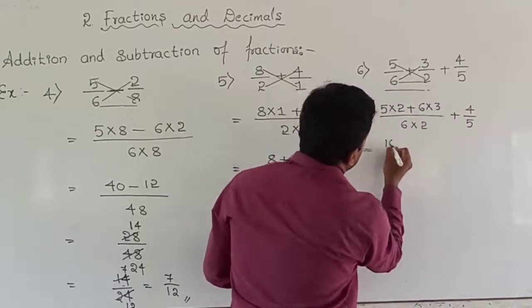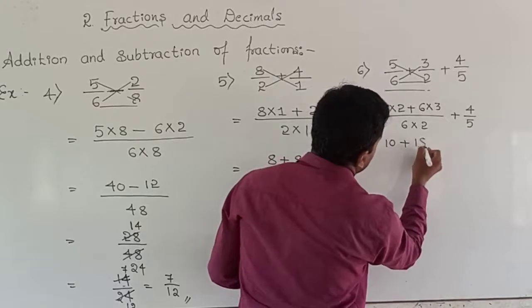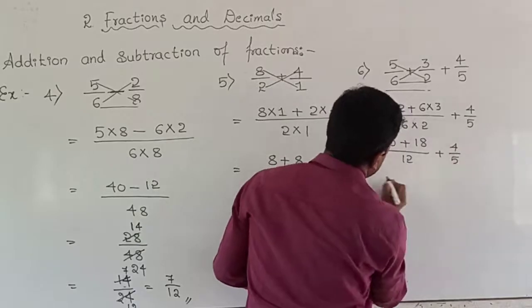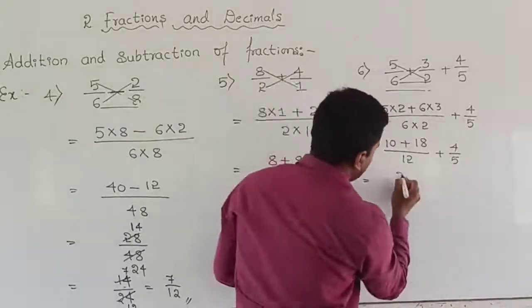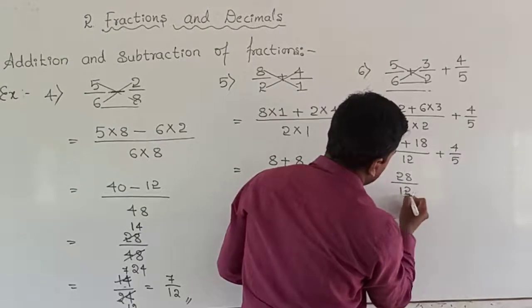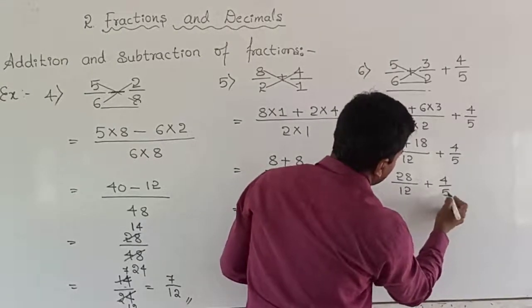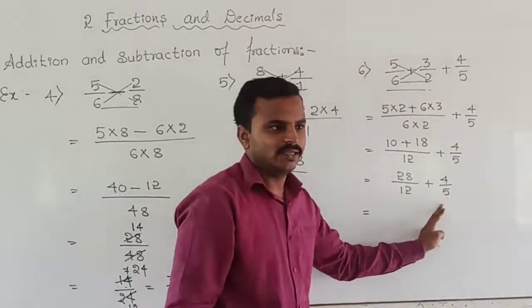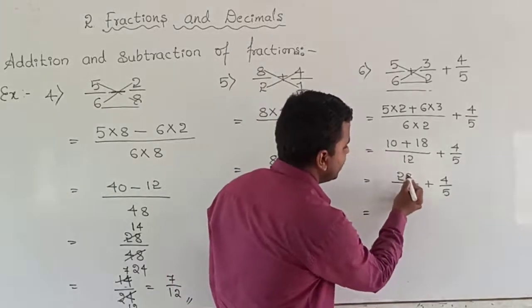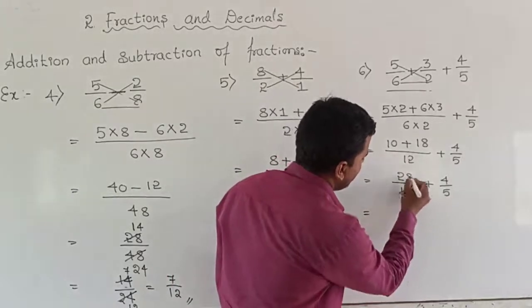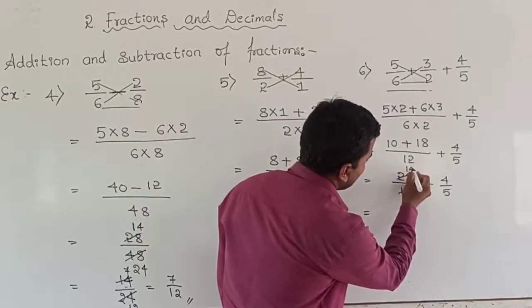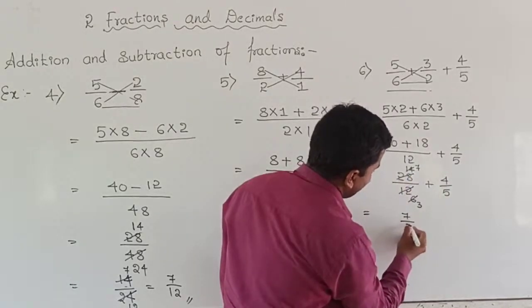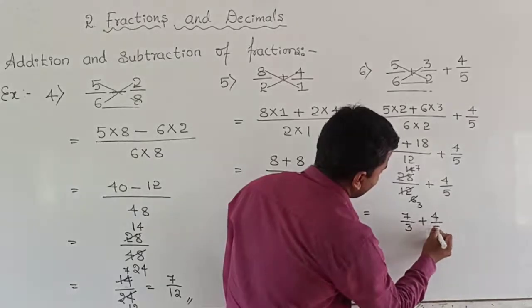Next, 5 2s are 10 plus 6 3s are 18. Next, 6 2s are 12 plus 4 by 5. Next, 10 plus 18, that is 28 divided by 12 plus 4 by 5. Next, simplify this answer with the third fraction. Before that, if it is possible to cancel, do it. 2 1s are 2, 2 6s are 12, 2 14s are 28, so 2 3s are 6 and 2 7s are 14. That becomes 7 by 3 plus 4 by 5.